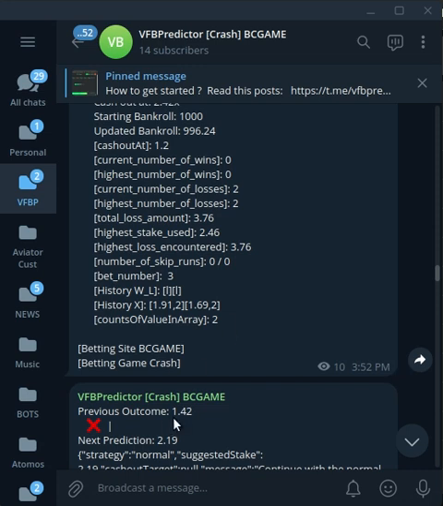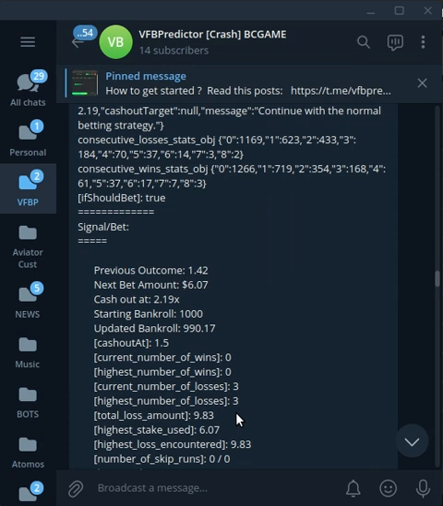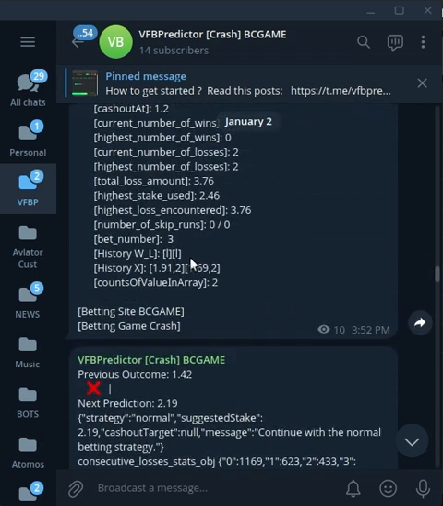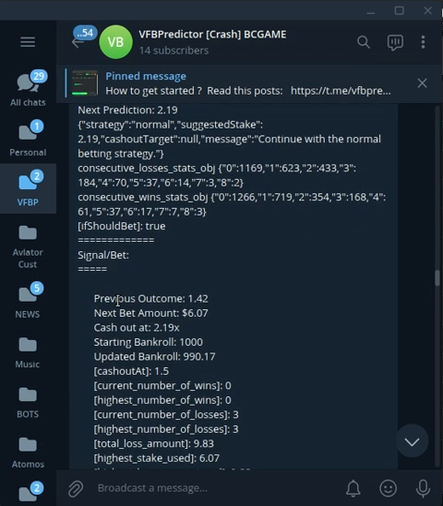And this one did not reach that prediction. That one was a loss. So you have 3 losses so far. And after 3 losses, we also have another signal here to bet, telling us to bet an amount of 6.07 and cash out at 2.19.